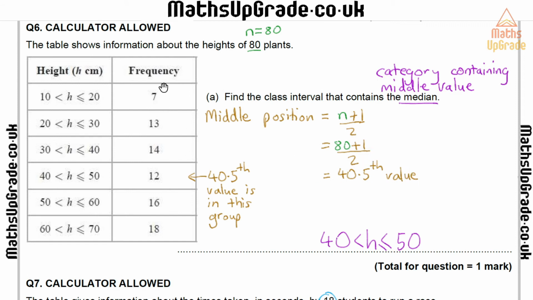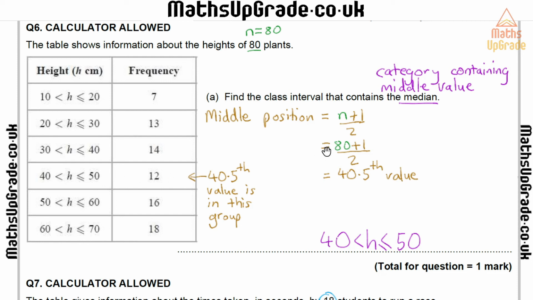So we need to find the 40.5th value, either from the top or from the bottom. I'm going to do it from both just to show you. So there's 7 numbers here, another 13 values here, that's 20 values, another 14 values, that's 34 values. If I add another 12, that's more than 40.5, so the 40.5th value must be in this category here. Let's do that from the bottom to show you again. So 18 values here, add 16 is 34 values, 34 add 12 is 46, so the 40.5th value again must be in this category here. So that must be the middle value here.